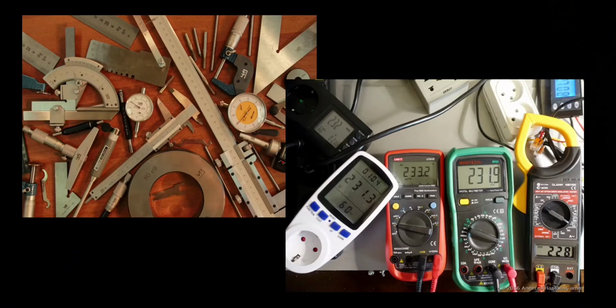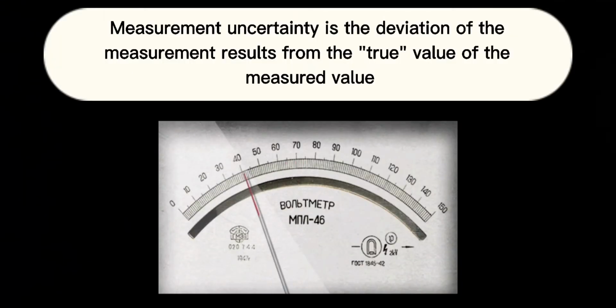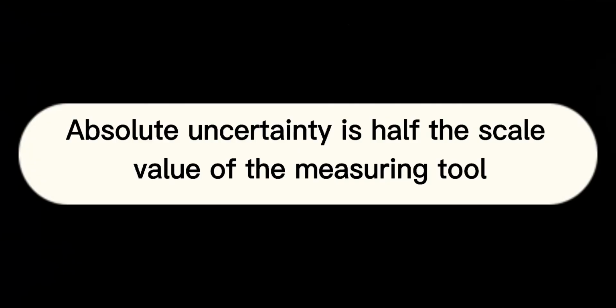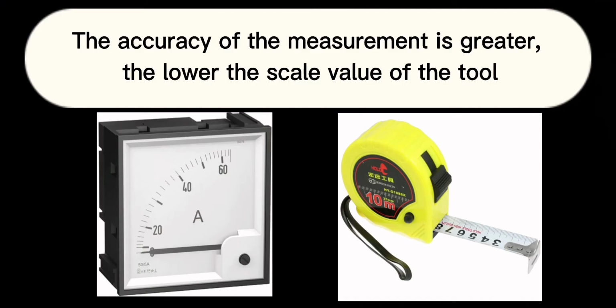During any experiment, we use various measuring tools, and when working with them we should not forget about their uncertainty. In general, measurement uncertainty is the deviation of the measurement results from the true value of the measured quantity. When writing the results, it's important to take into account the absolute uncertainty of the measuring tool. It's half the scale value of the measuring tool. But in many cases, the absolute uncertainty can be assumed to be equal to the scale value. The accuracy of the measurement is greater the lower the scale value of the tool.